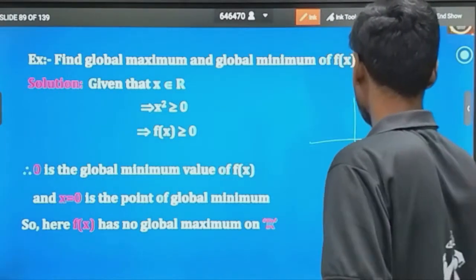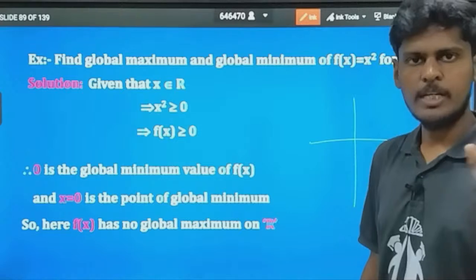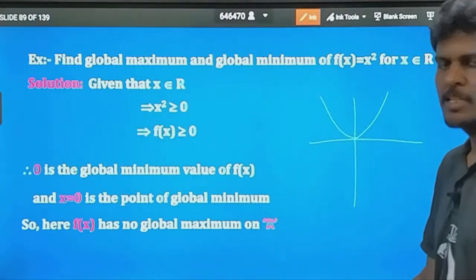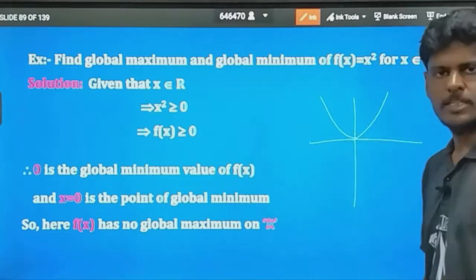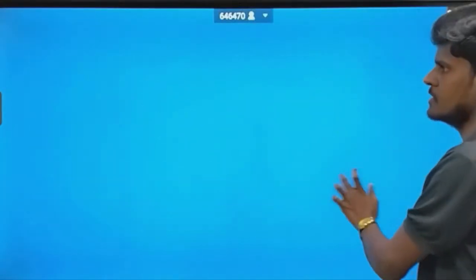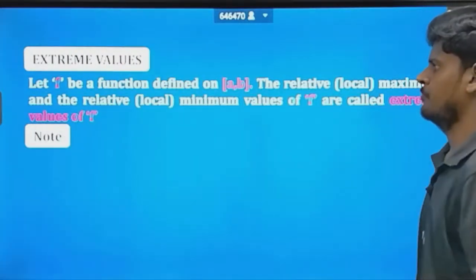The easiest way to see global maximum and minimum, or local maximum and minimum, is to draw the graph and observe. X square graph is like this. Its minimum value will be at 0, and the maximum value is undefined. Easy questions.